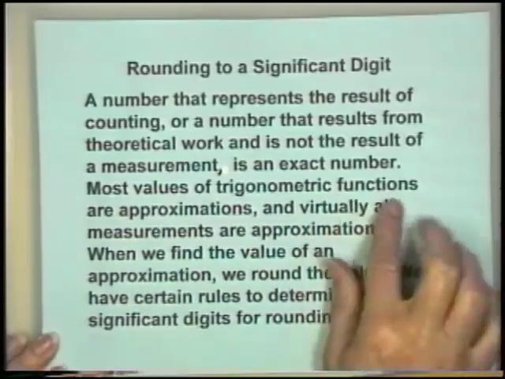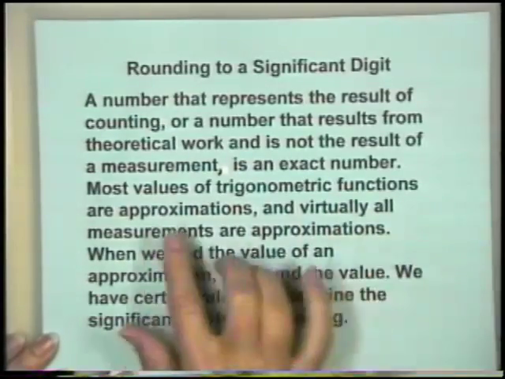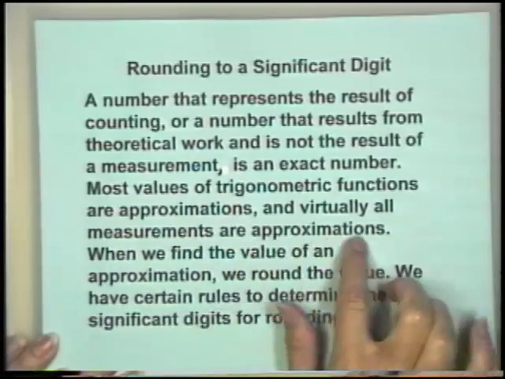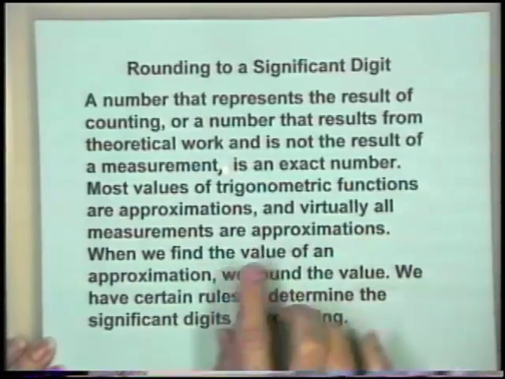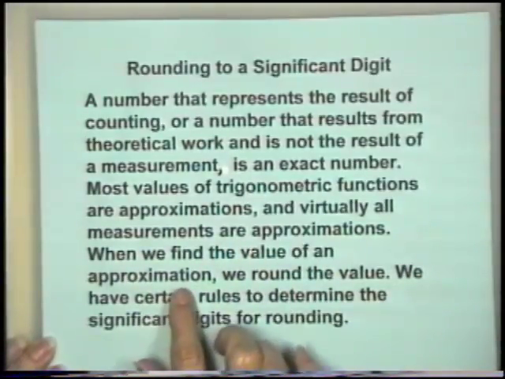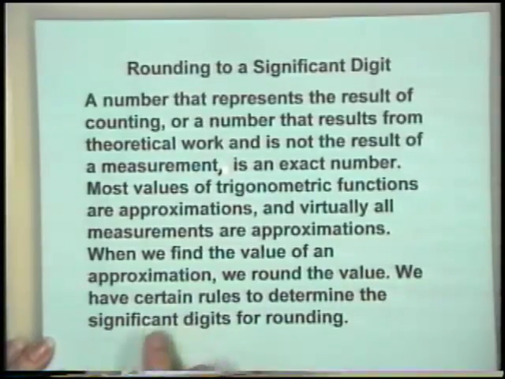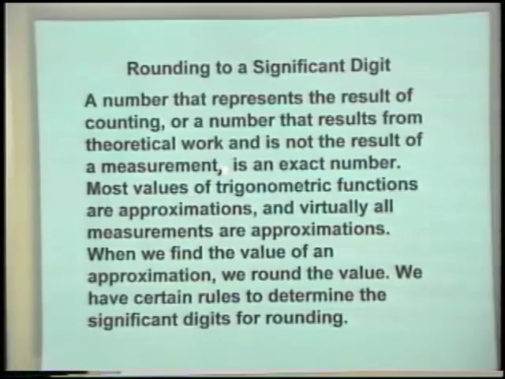But most of the values of trigonometric functions are approximations, and virtually all measurements are approximations. When we find the value of an approximation, we round the value, and we have certain rules to determine the significant digits for rounding.